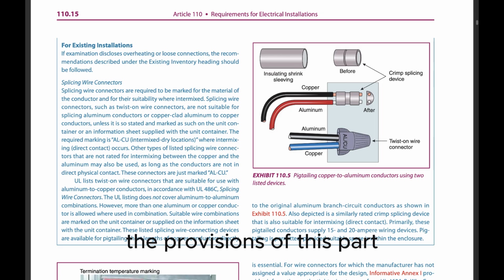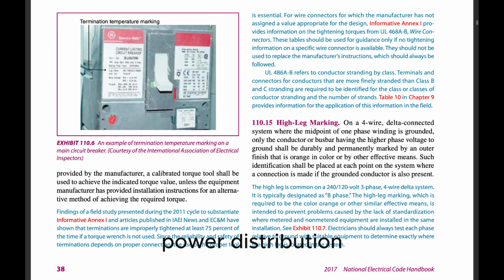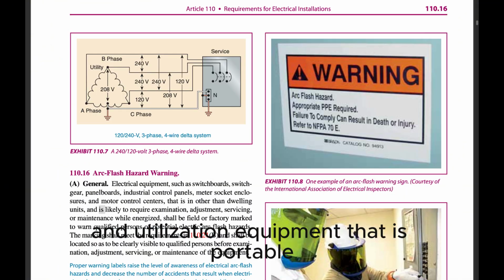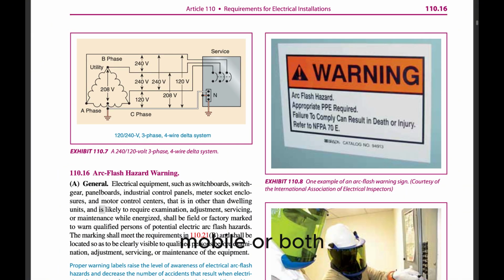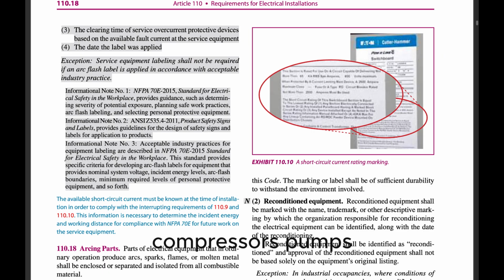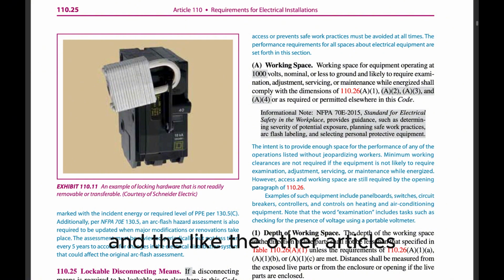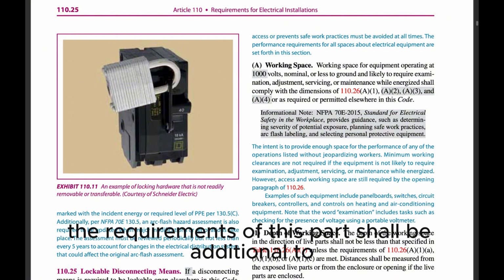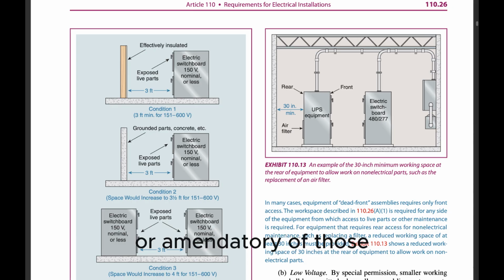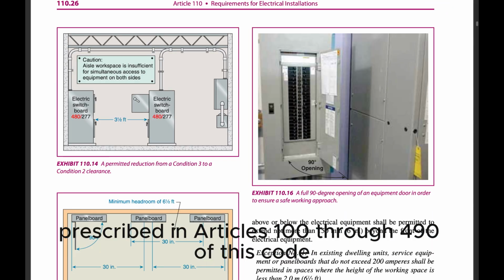(A) Covered. The provisions of this part shall apply to the installation and use of high-voltage power distribution and utilization equipment that is portable, mobile, or both, such as substations, trailers, cars, mobile shovels, draglines, hoists, drills, dredges, compressors, pumps, conveyors, underground excavators, and the like. (B) Other articles. The requirements of this part shall be additional to, or amendatory of, those prescribed in Articles 100 through 490 of this code.